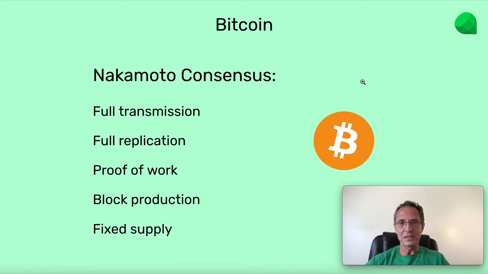So all these features that I just explained are called Nakamoto consensus. To summarize: full transmission plus full replication. This is very important, so that there is redundancy all around the world. Proof of work, block production, and fixed supply. All of these things together are called Nakamoto consensus.